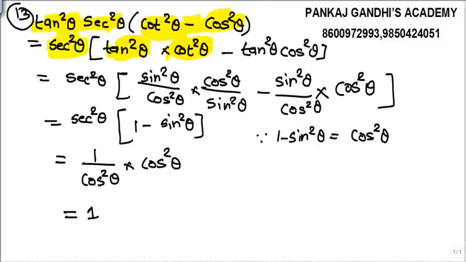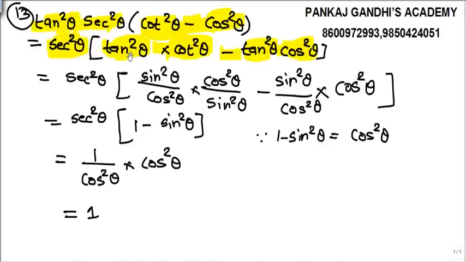So let's simplify it. Sec square theta as it is, or you can put 1 upon cos square theta also, and tan square theta into cot square theta minus tan square theta into cos square theta. Here we multiply this tan square theta with this bracket. So here we got tan square theta into cot square theta. We know that that is 1, or you can put sin square theta upon cos square theta into cos square theta upon sin square theta. So obviously 1.